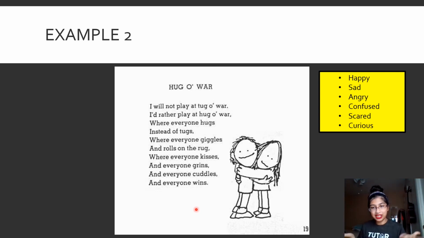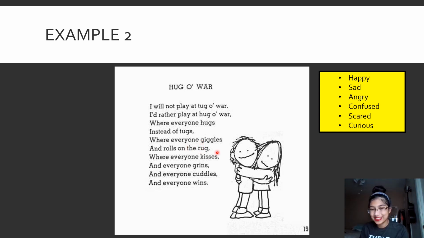What is this poem talking about? To me, the poem is talking about hugs, and hugs make me happy and warm and bubbly. So when I look at this picture, my feelings don't change. But let's look at this poem and see what the author says to make us feel more happy and bubbly with this picture. Well, if we look at this text, it talks about everyone giggling, which makes me happy.